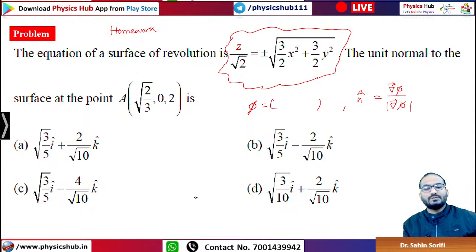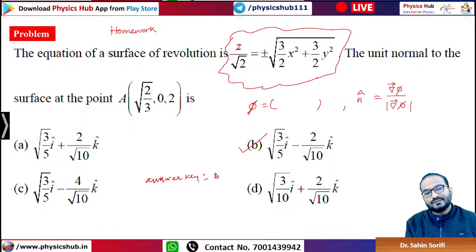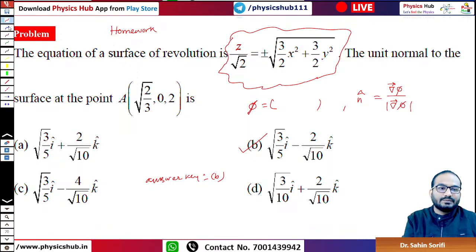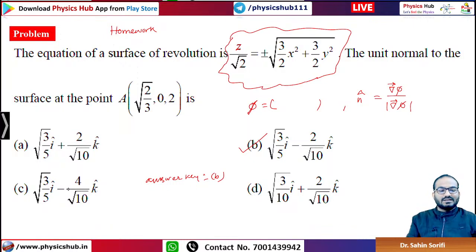Okay, so we will try at home and you have to find it at root over 2 by 3 0 2. So you will get option B to be correct. I am giving you the answer key. Option B. So you will try to do it at home. One last thing I would like to do today, then we will wrap up the session.